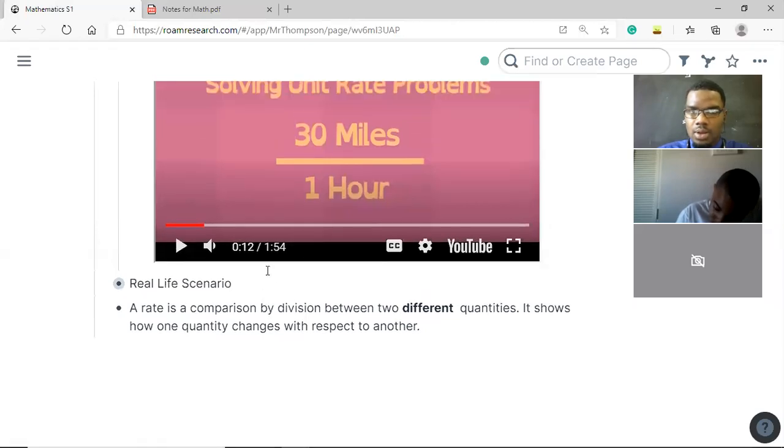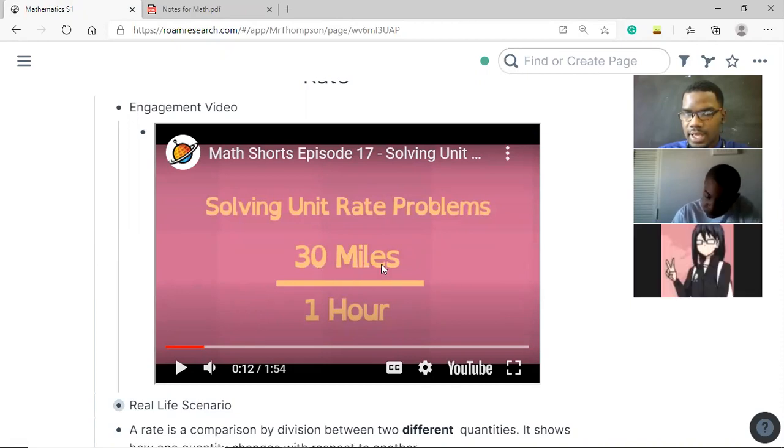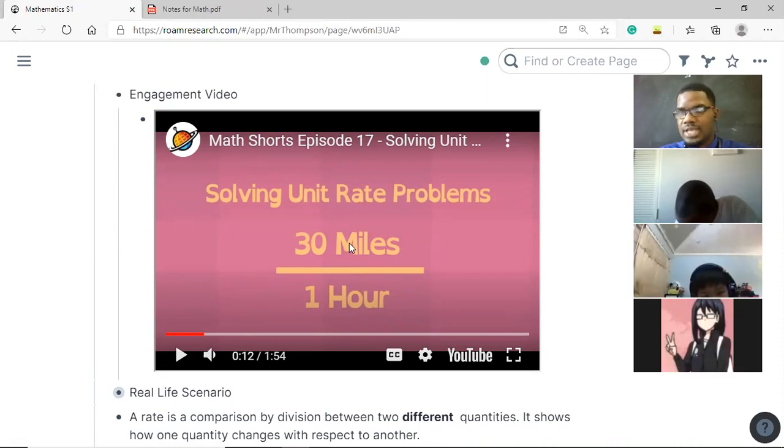So, what are the 2 different quantities here? You have 30 miles, you have 1 hour. What is the quantity in 30 miles? The what's the quantity? Yeah. 30. Right, that's the amount of miles, exactly. And the hour is 1. So there's 2 types of quantities. We have miles, that's a totally different thing compared to hour.